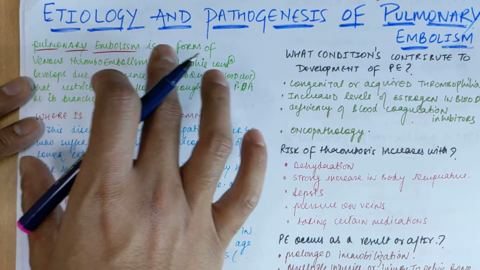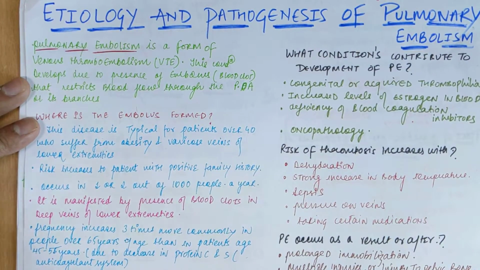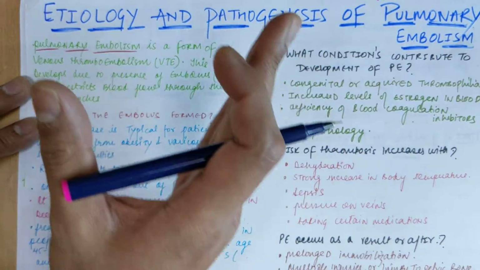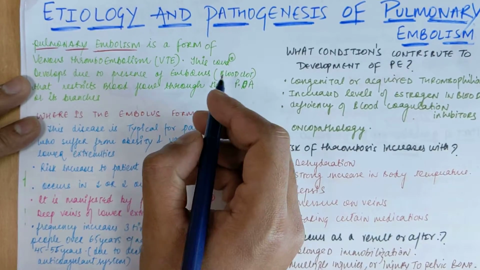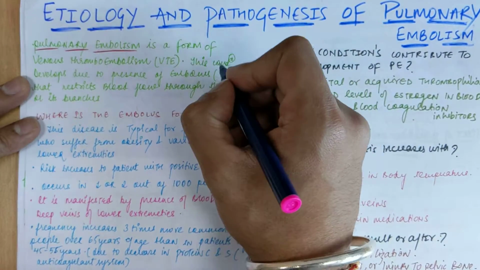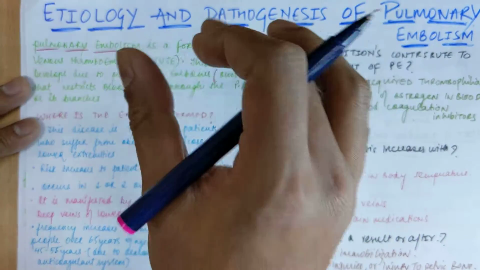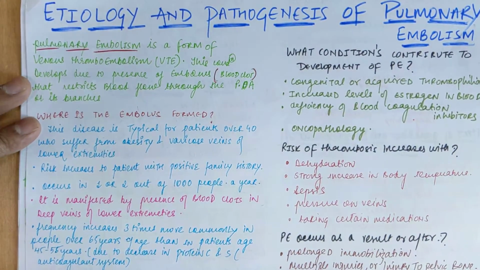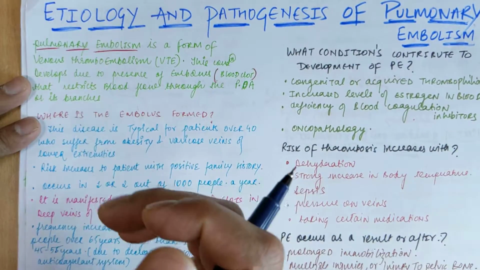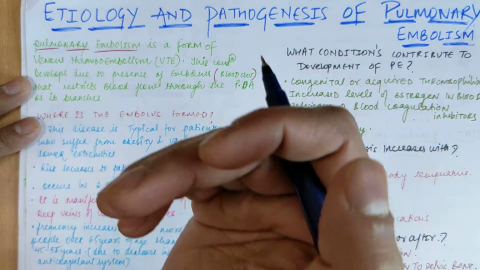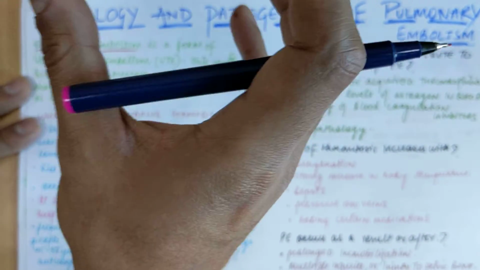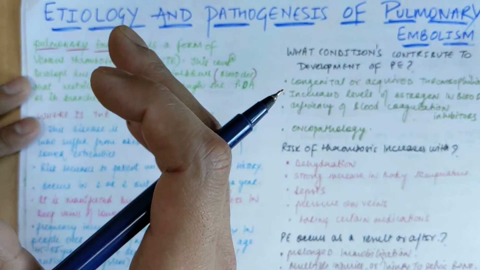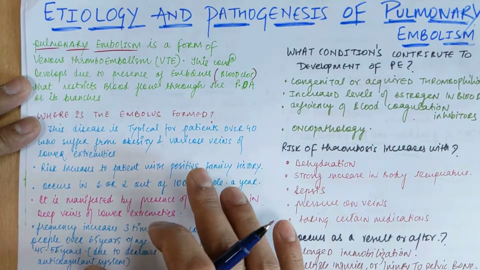So pulmonary embolism is a form of venous thromboembolism. This embolism actually develops from the veins, and this condition develops due to the presence of an embolus, which is simply a blood clot present inside the vein and moving from the veins to other vessels, like from the lower extremity veins to the pulmonary vessels, and that emboli will lead to the pathology called pulmonary embolism.